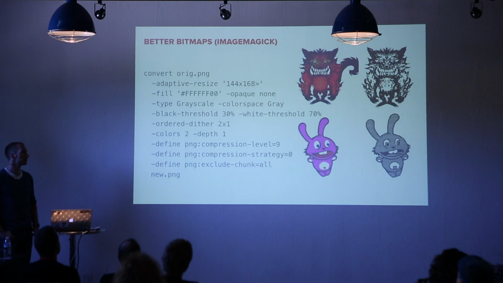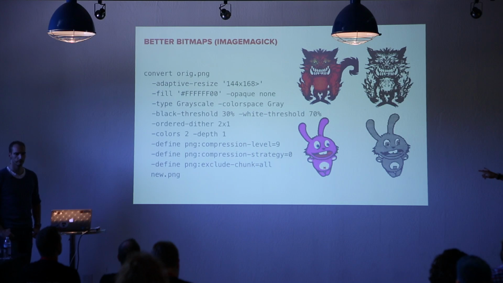This next line, the fill opaque, none, it's saying that any color that's none, which is typically your alpha channel, your transparent in a PNG, we want to fill it with FFFF00, which is going to be white. You can make that all zeros, you could also fill it with black. We're going to, once again, change it to grayscale with the color space of gray.